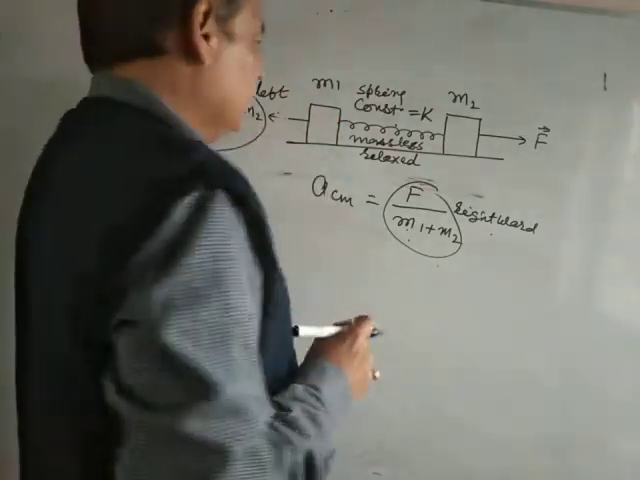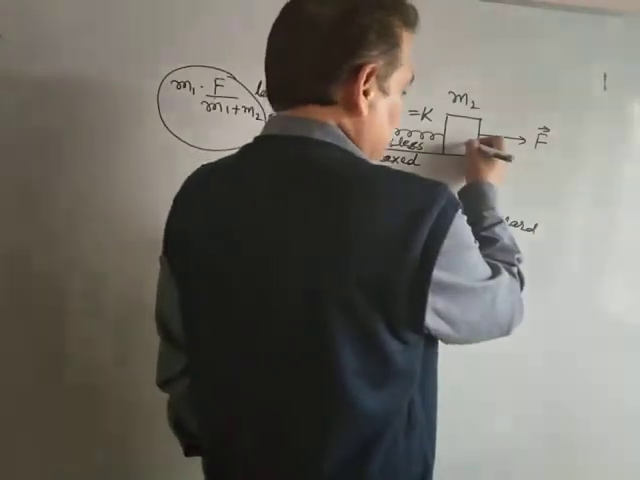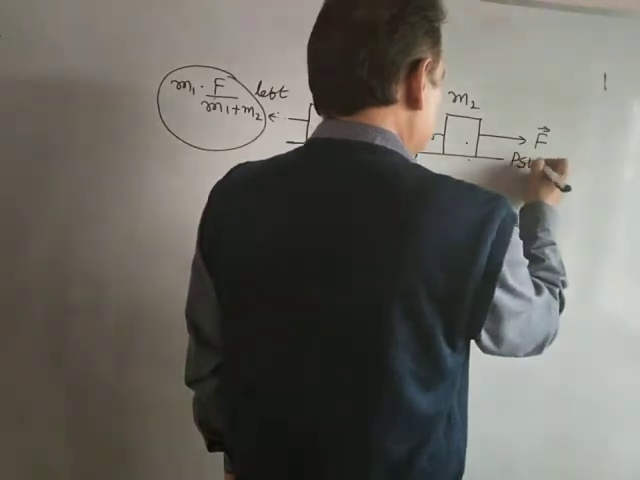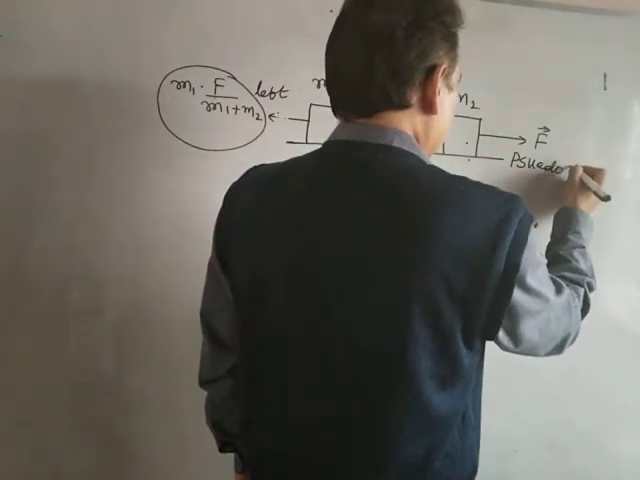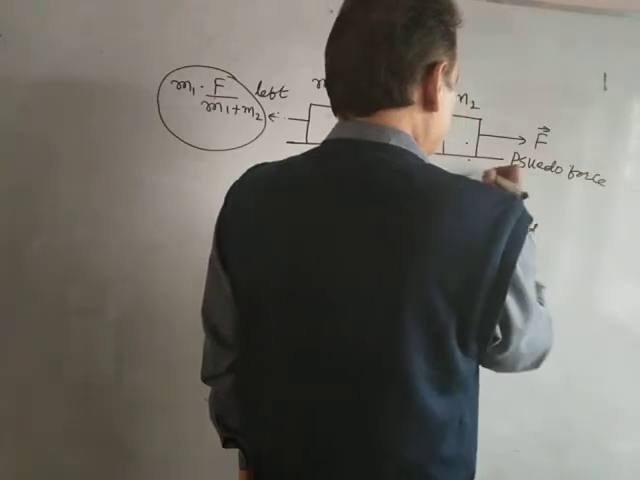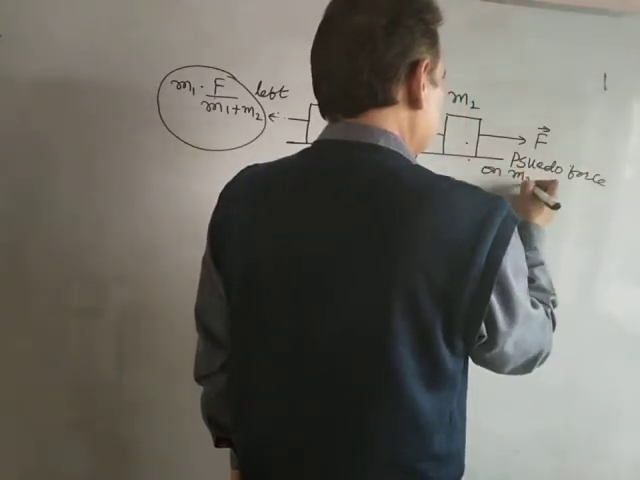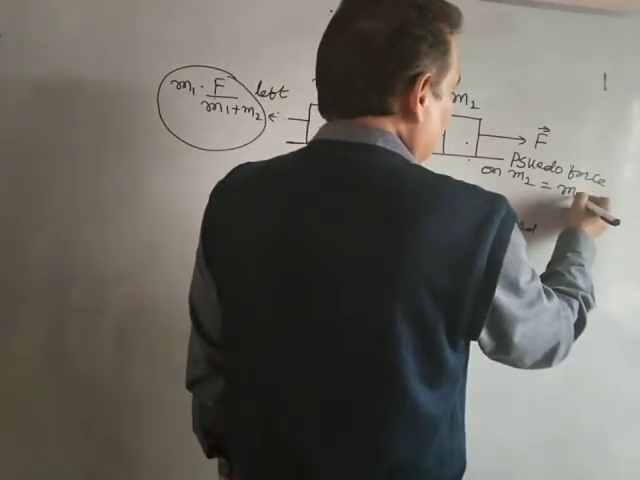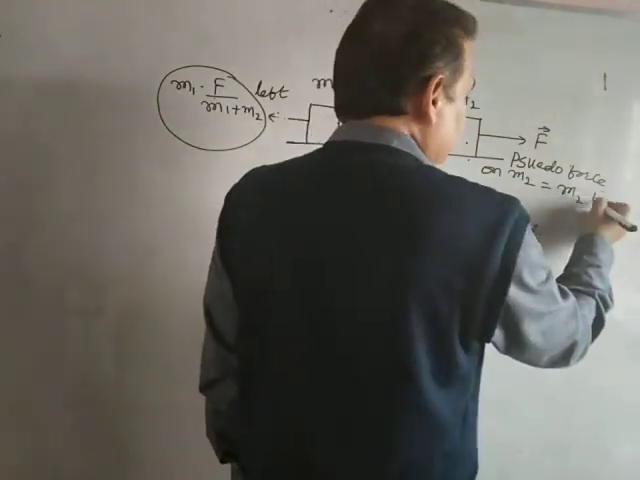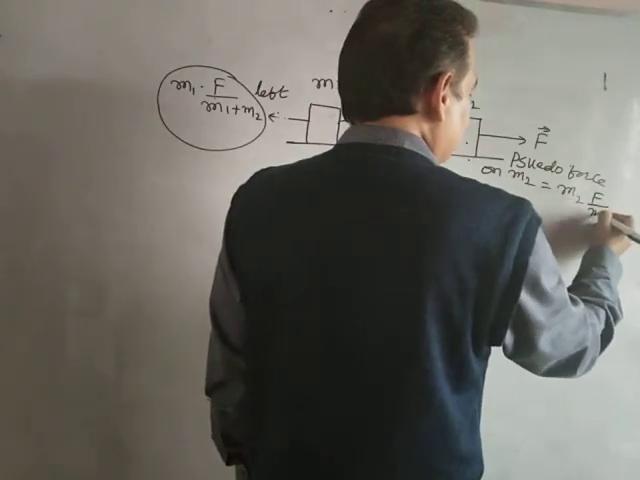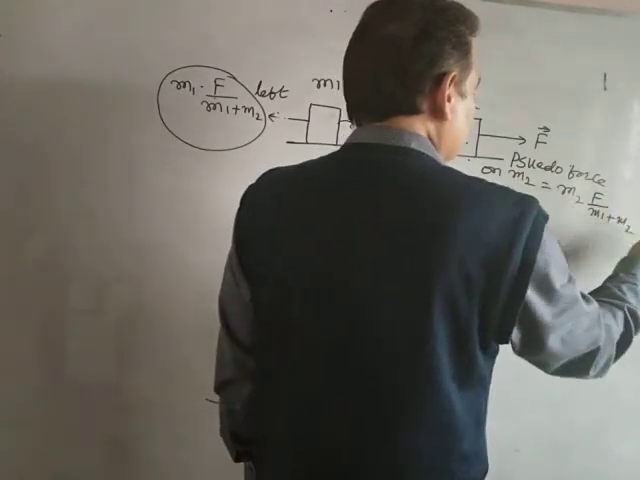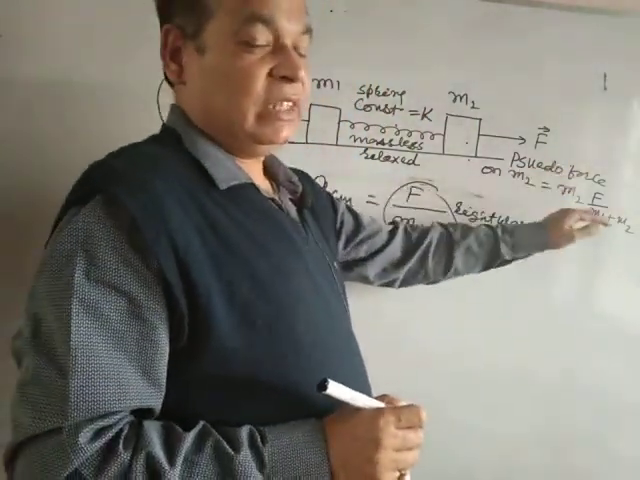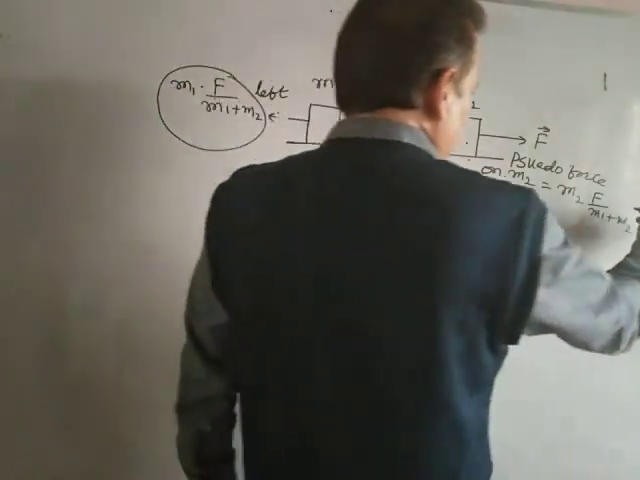In the same way, the pseudo force on M2. What will be that one? Can you tell me? M2 into the acceleration of center of mass, F by M1 plus M2. Sure, that will also be left, because the center of mass itself is accelerated rightward. So this one will be left.